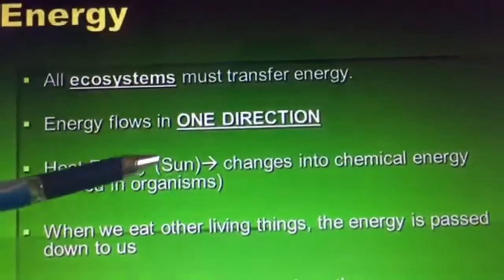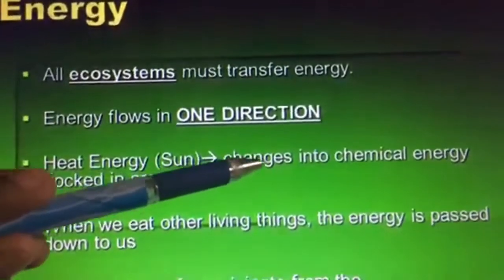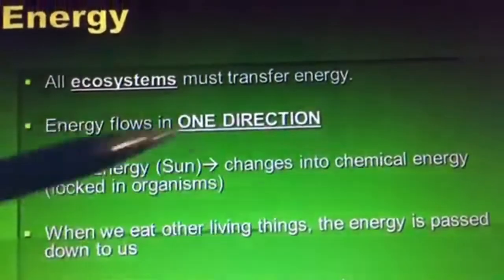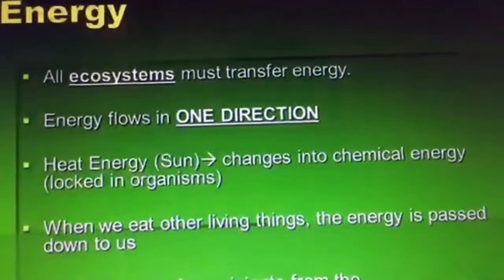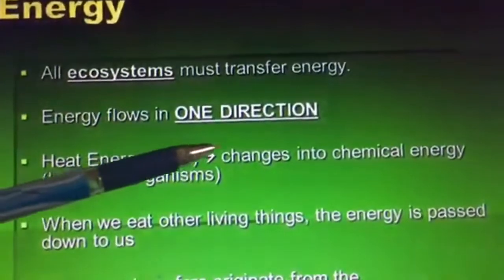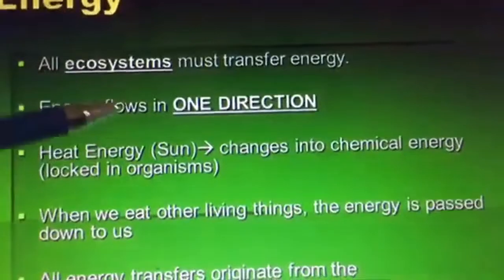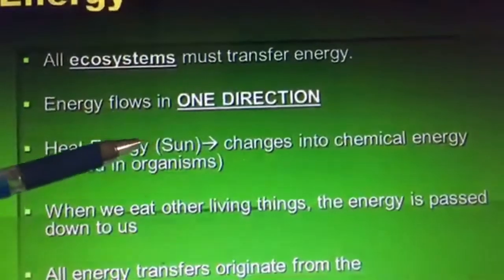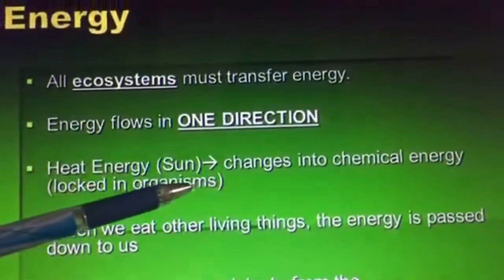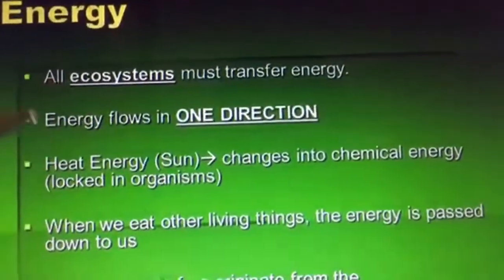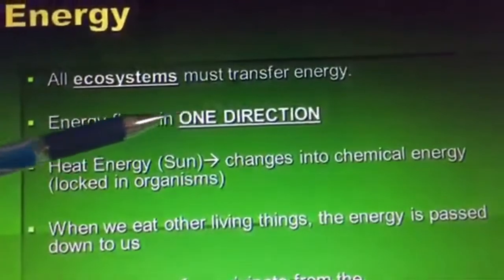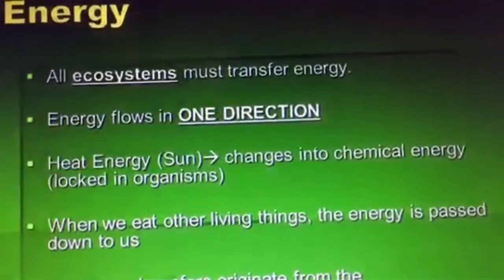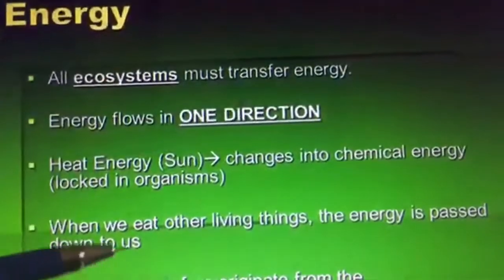The heat energy from the sun is converted into chemical energy. So plants prepare their own food by the process of photosynthesis. So the chemical energy is locked in the organisms. Once the physical energy is converted to chemical energy, it will not reverse. That's why the energy flow is in one direction.